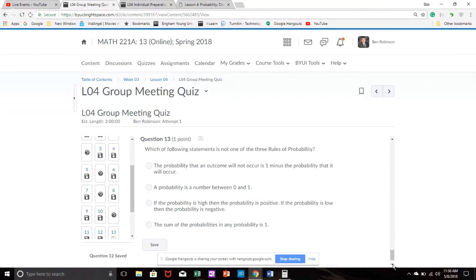Which of the following statements is not one of the 3 rules of probability? The probability that an outcome will not occur is 1 minus the probability that it will occur. Probability is a number between 0 and 1. If the probability is high, then the probability is positive. If the probability is low, then the probability is negative. It's that one right there.